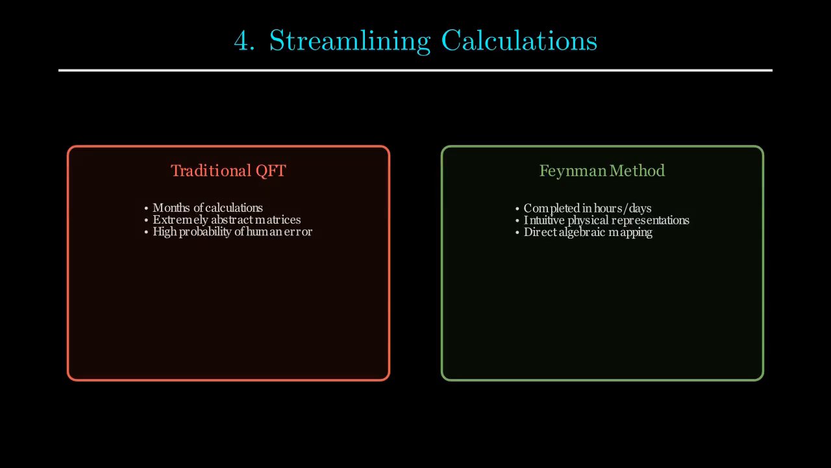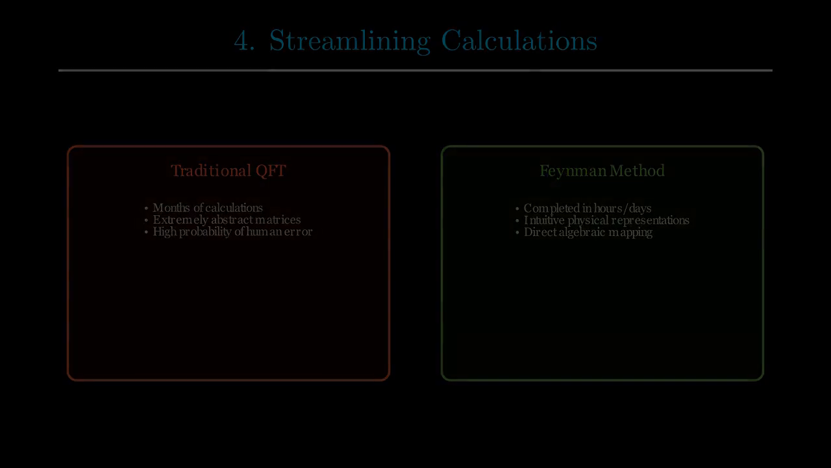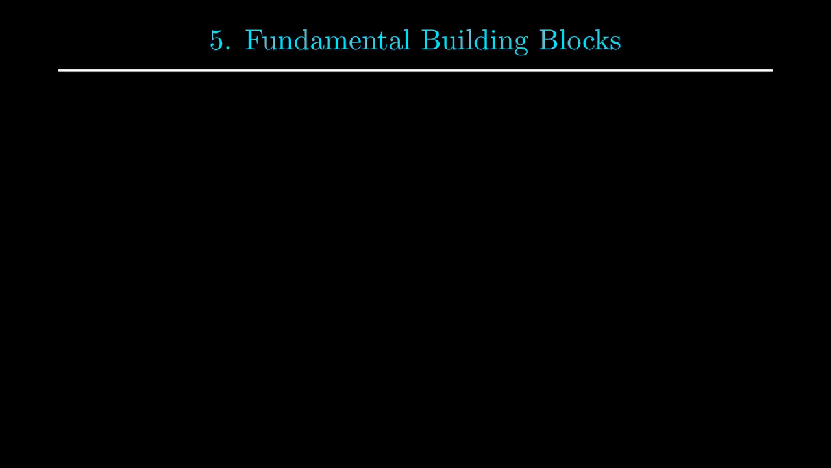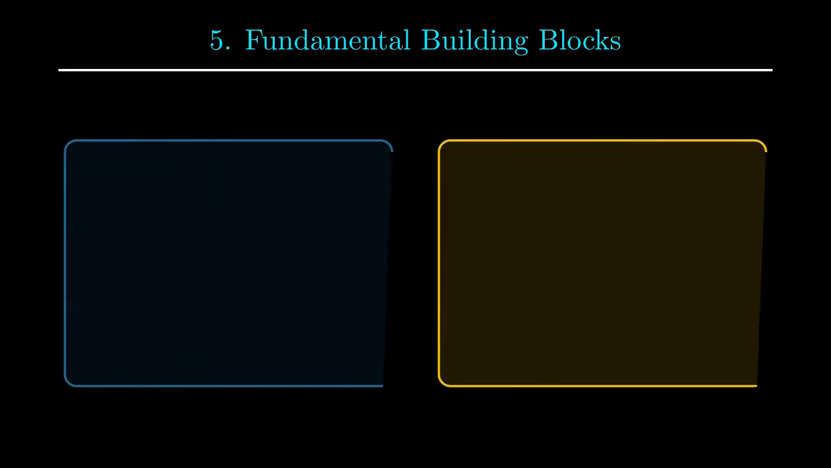Every Feynman diagram is built from a few fundamental elements. Particles, such as electrons and positrons, are represented by solid lines, often with arrows indicating their direction in spacetime. These are called fermions, the matter particles. Force-carrying particles, like photons, are depicted as wavy lines. These are bosons, which mediate interactions.